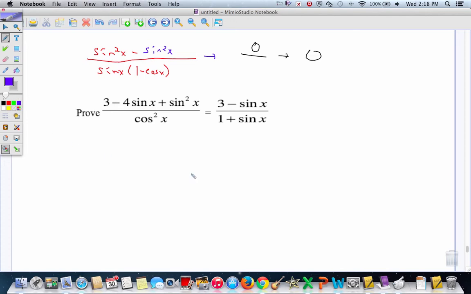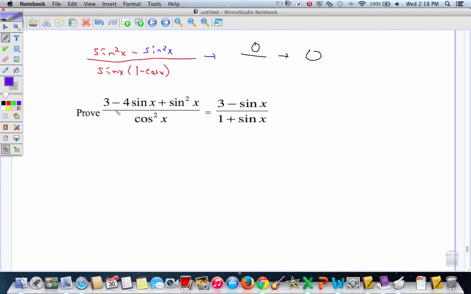3 minus 4 sine plus sine squared over cosine squared is going to equal 3 minus sine times 1 plus sine. Now as we move through here, we want to keep an eye on what we're trying to get to. Noting that on my left-hand side I have a single fraction, and on the right-hand side I have a single fraction, I'd probably like to keep that single fraction all the way through if at all possible.